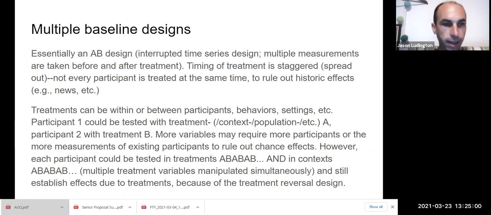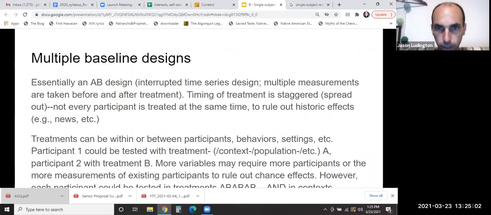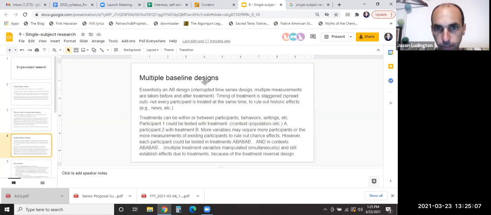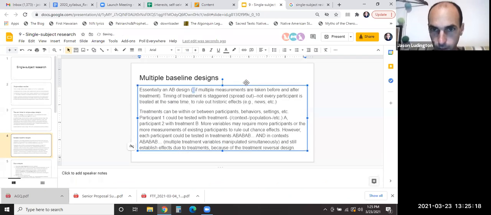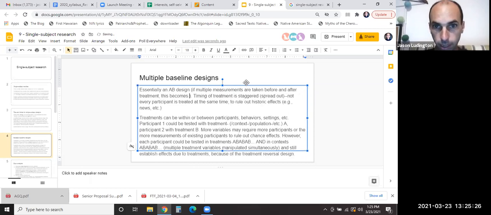So let me clarify that here in the slides by a little editing, adjustment. If multiple measurements are taken before and after treatment, this becomes an interrupted time series design.